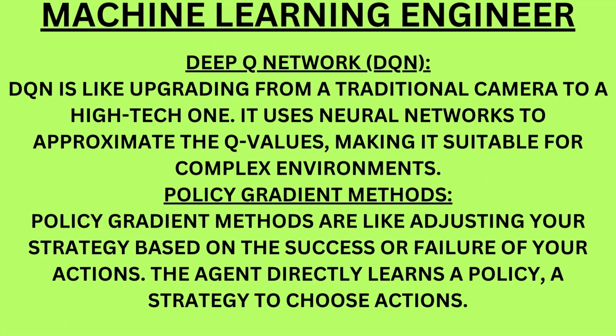Deep Q network, DQN. DQN is like upgrading from a traditional camera to a high-tech one. It uses neural networks to approximate the Q values, making it suitable for complex environments. Policy gradient methods. Policy gradient methods are like adjusting your strategy based on the success or failure of your actions. The agent directly learns a policy, a strategy to choose actions.